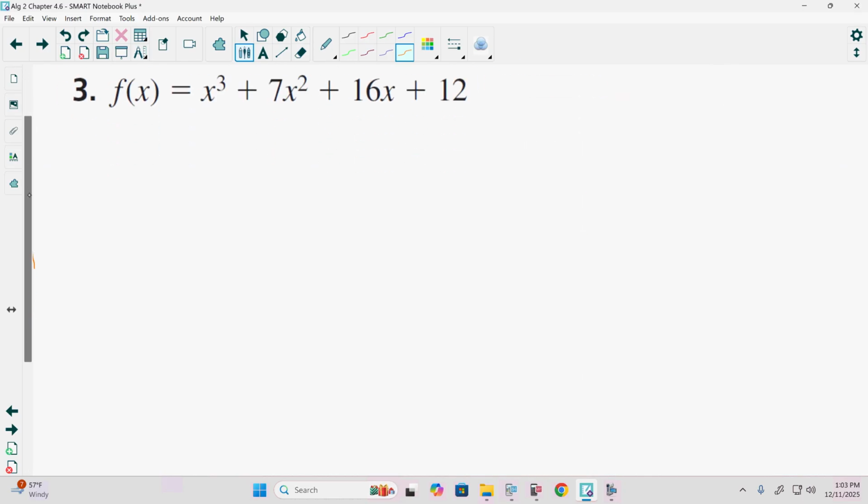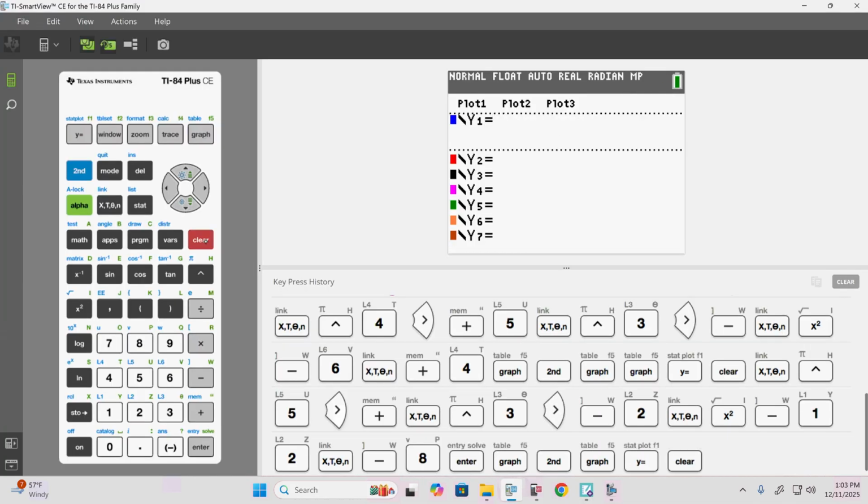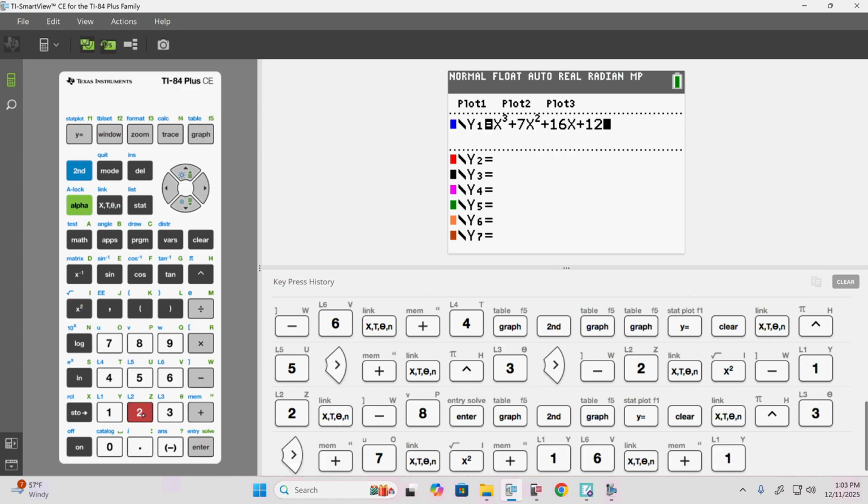Let's look at this next one here. We have x cubed plus 7x squared plus 16x plus 12. So because of the fundamental theorem of algebra, we know that this function, this equation should have how many zeros? It should have 3. So let's go on and graph it and see what it tells me. x cubed plus 7x squared plus 16x plus 12.